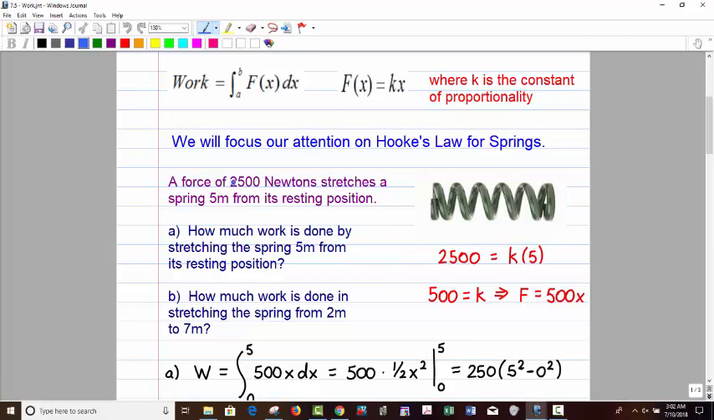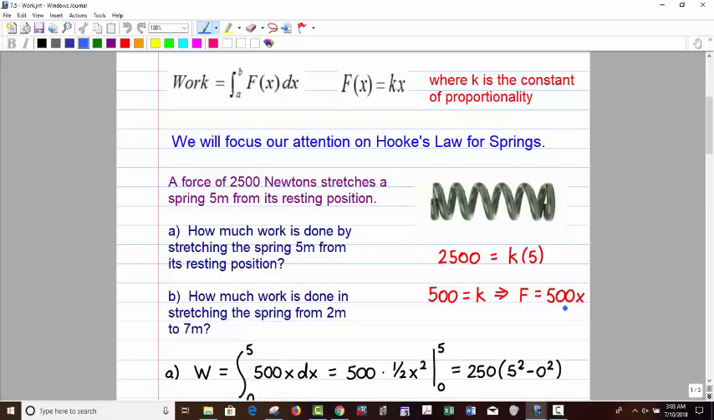All right, so suppose it takes 2,500 newtons to stretch a spring 5 meters from its resting position. So we have a force, which is 2,500, and we have a distance, which is 5, meaning that we have to solve for this constant of proportionality k. And that's really easy. You just say 2,500 equals k times 5. Therefore, k equals 500. And that means our force function will be 500x.